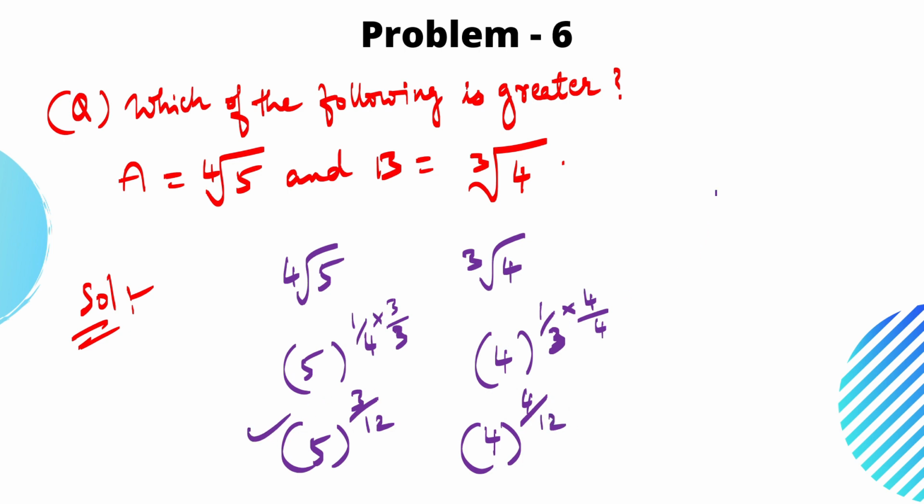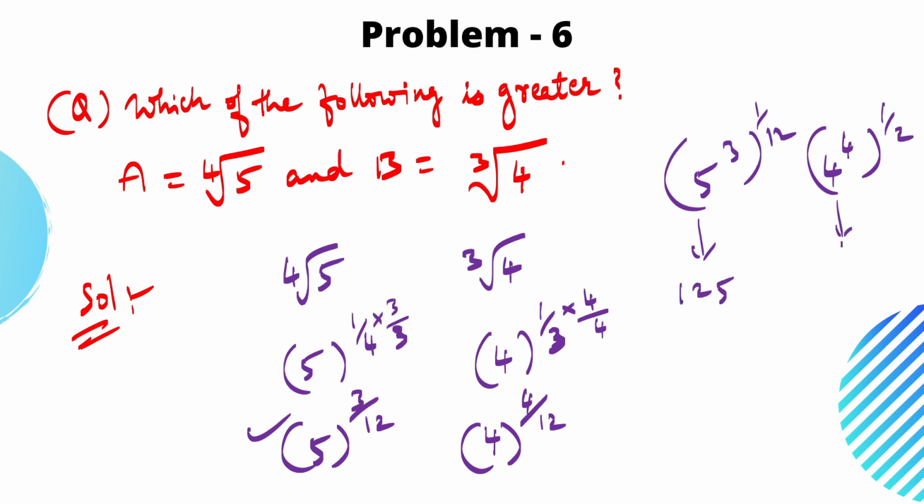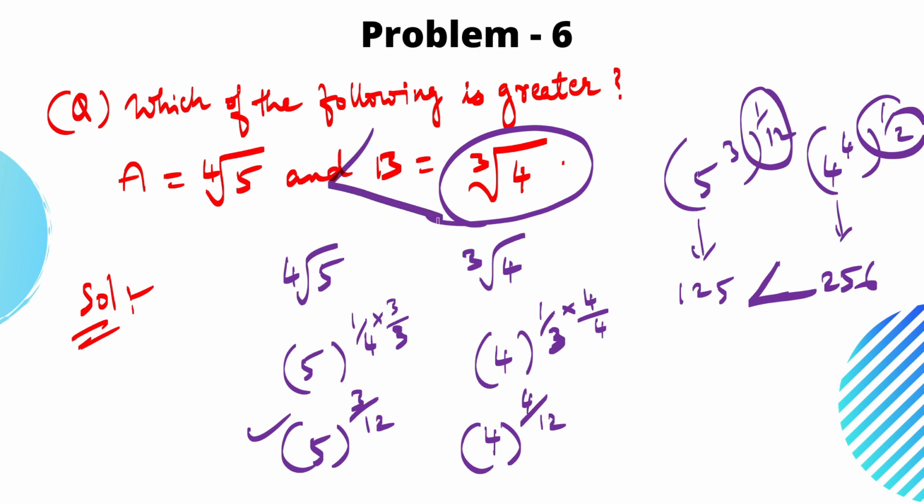Now this can be written as 5 cube whole to the power 1 by 12, and this is 4 power 4 whole to the power 1 by 12. What is 5 cube? 5 cube is 125. What is 4 to the power 4? This is 256. As the powers are equal, we are just comparing the bases. So which one is greater? This is greater. Hence, the third root of 4 is greater than the fourth root of 5.